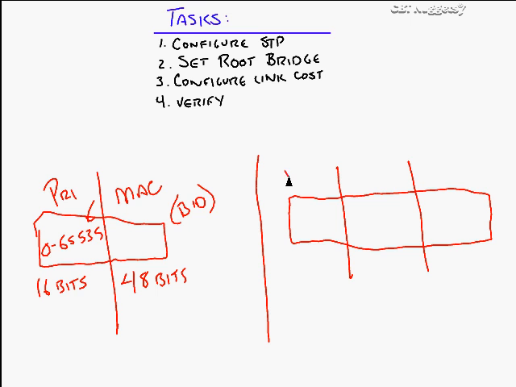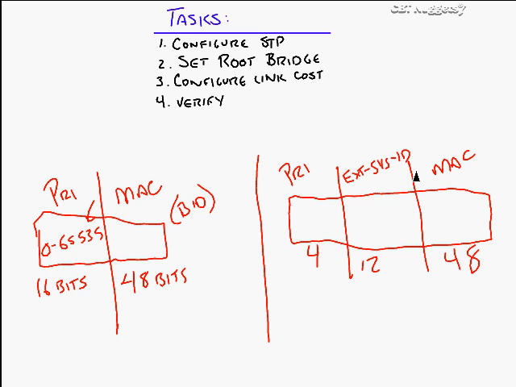We now have the priority over on the left-hand side, and that is going to consist of 4 bits. In this middle section, we see a new field called the Extended System ID. You'll see it abbreviated just like that many times, EXTSYS-ID, and that is 12 bits in length. So what we did was split that 16 bits of priority into 2 separate areas. From there, we have our standard MAC address, which is still 48 bits. That will never change.